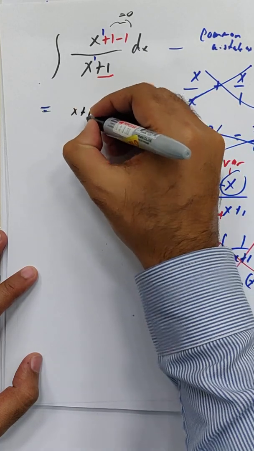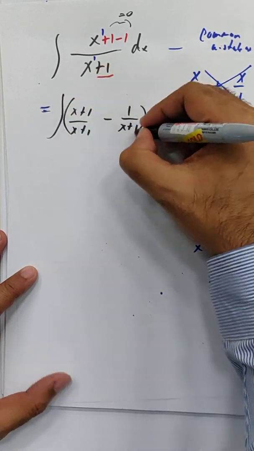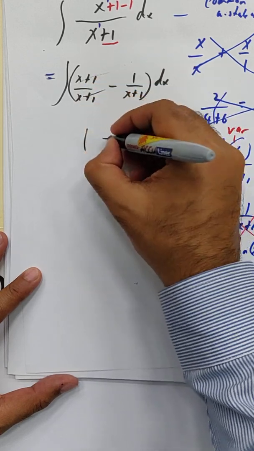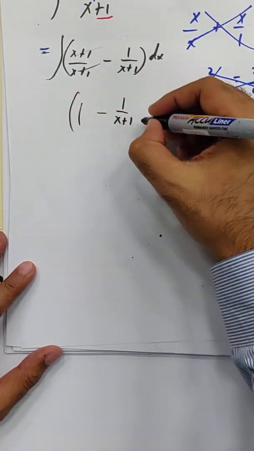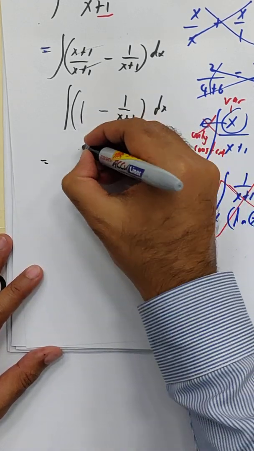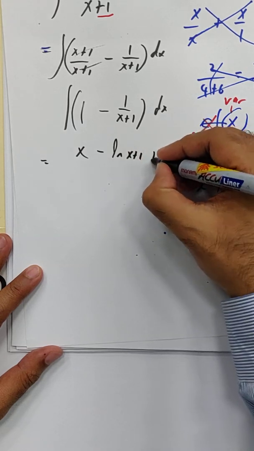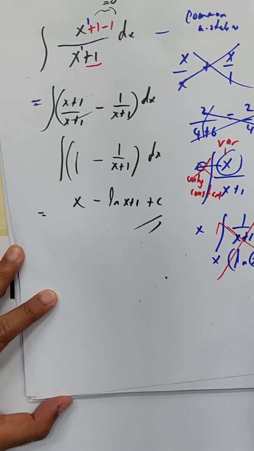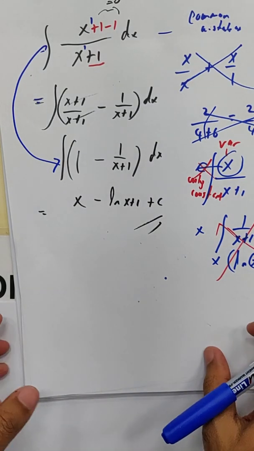So I can split it up: x plus 1 over x plus 1 minus 1 over x plus 1 dx. So x plus 1 over x plus 1, you can cancel it out, I get 1. This is of course a faster method compared to long division. Now only integrate it: integrate 1, I get x, integrate 1 over x plus 1, it's ln x plus 1, plus c. Let's say you have done this and then one day you become very good at it, then you may skip the process straight to here. One day you have become good.